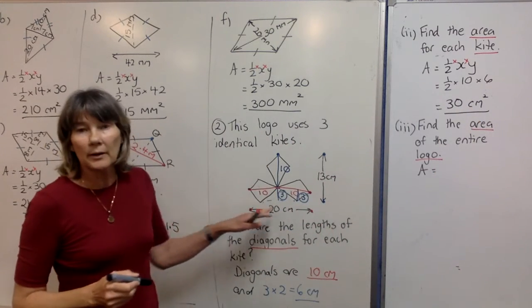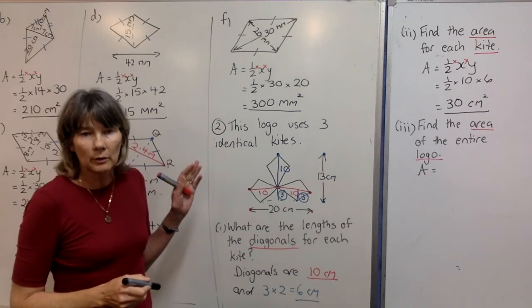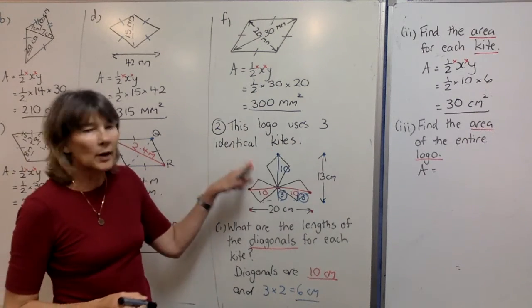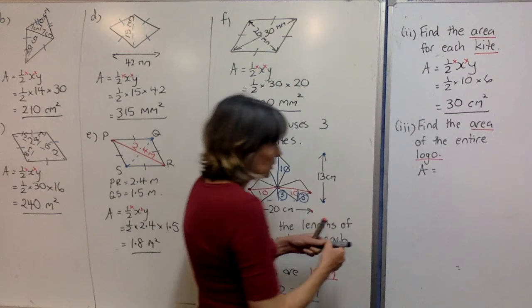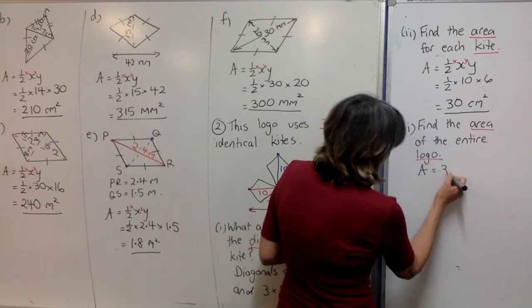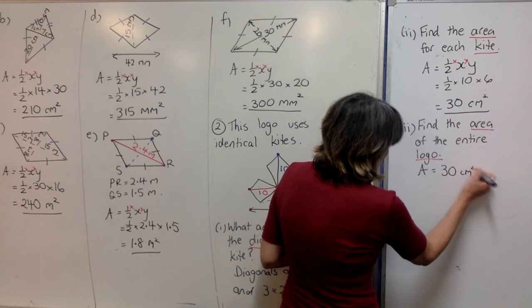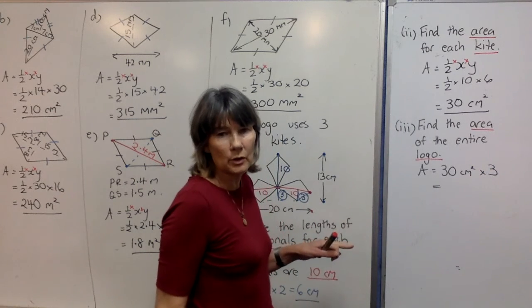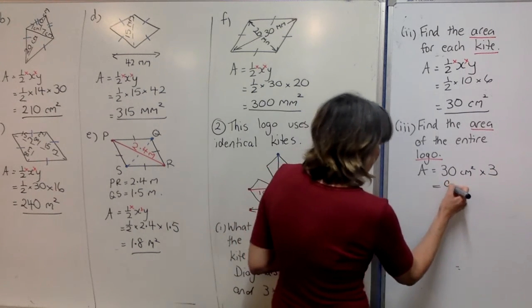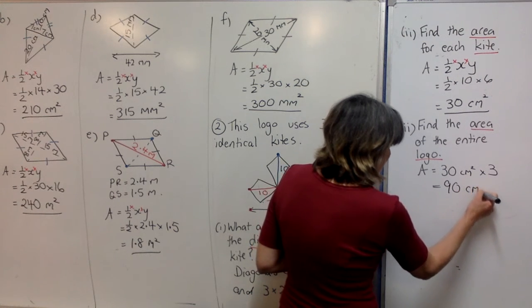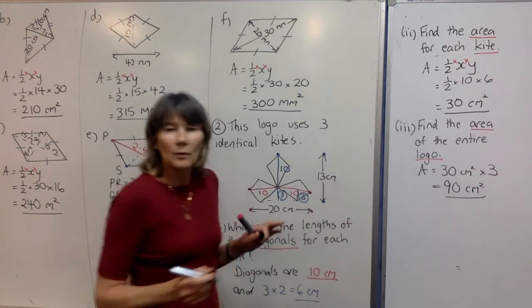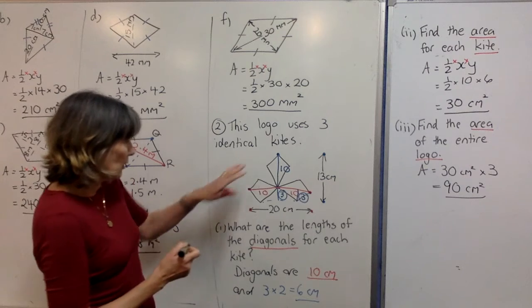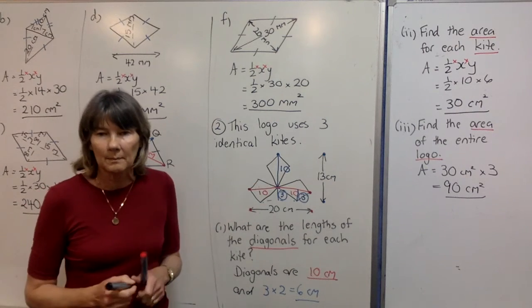We now want the area of this entire logo. And we knew that there were 3 identical kites. So you want to do 30 centimetres squared times 3 of them. You've got 3 of those identical kites. So if you work that out, you're going to get 90 centimetres squared for the whole logo for the area of these 3 kites altogether.